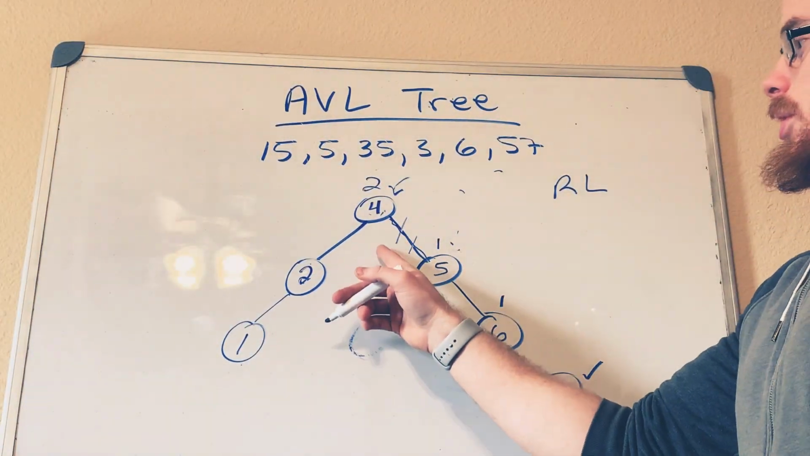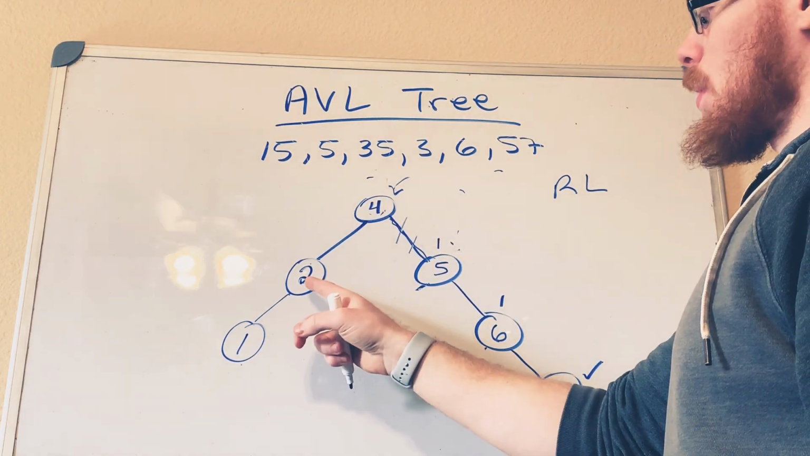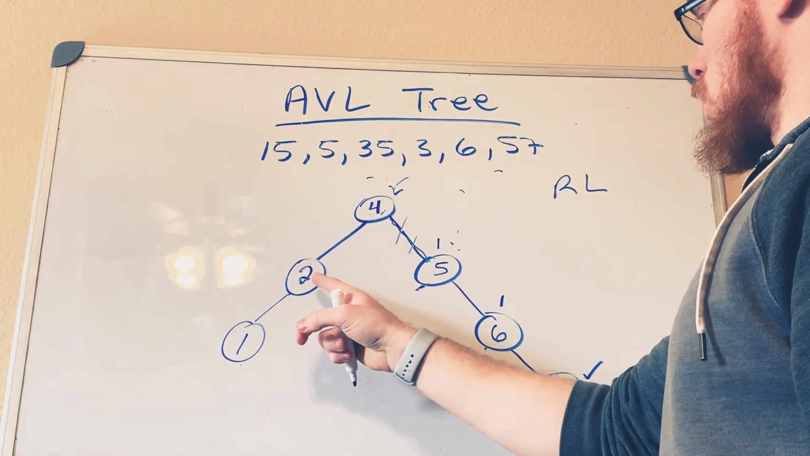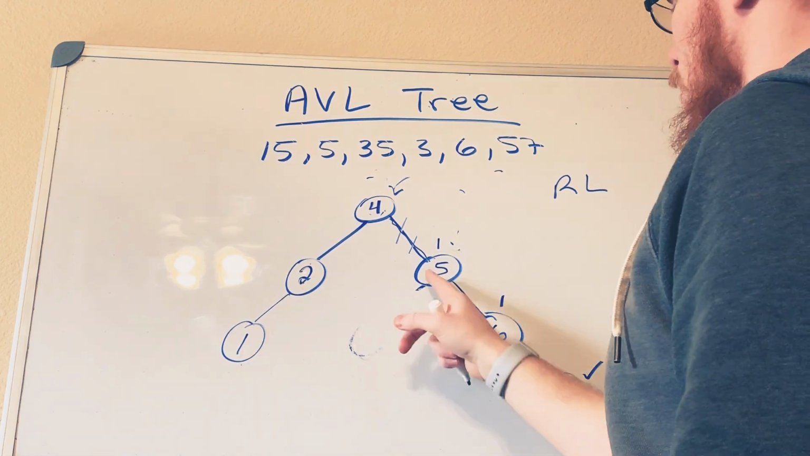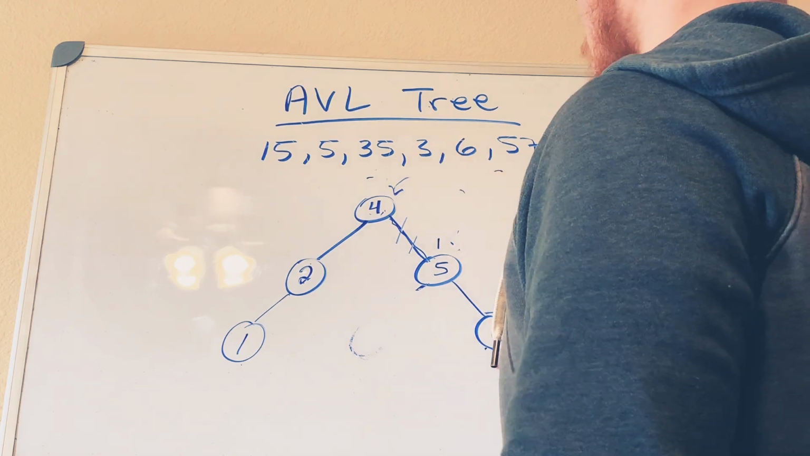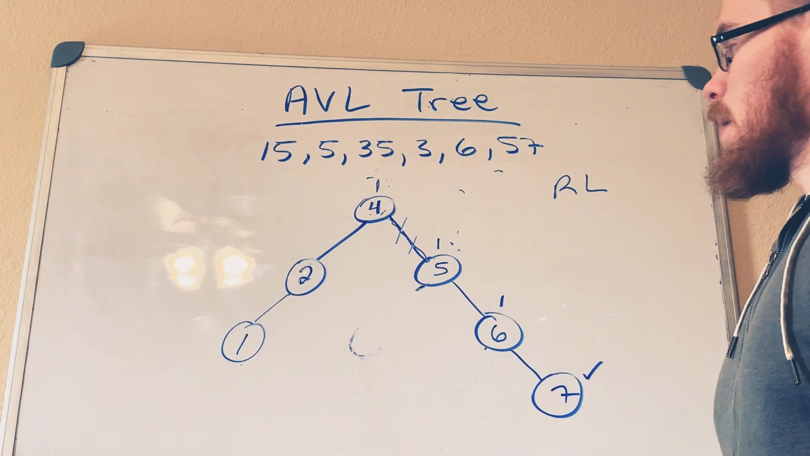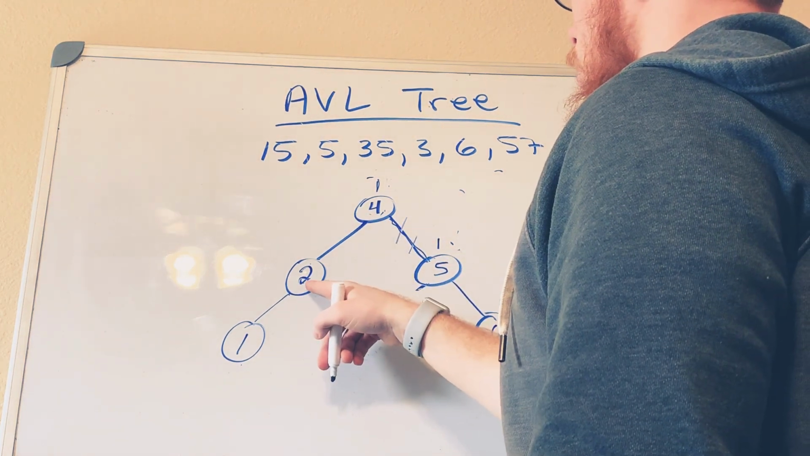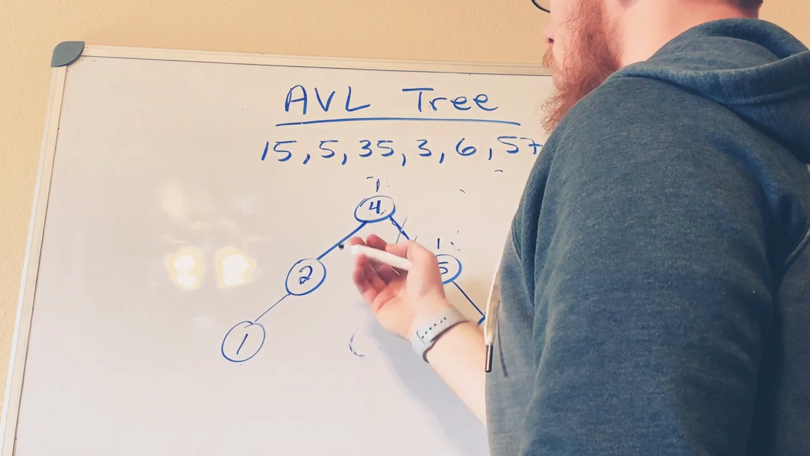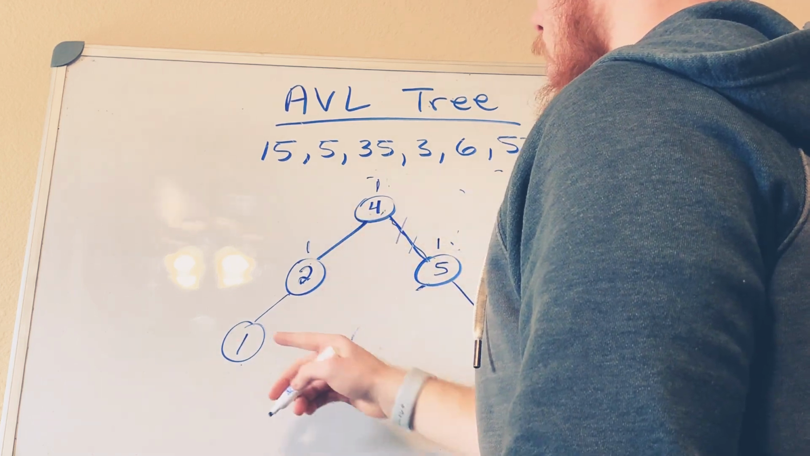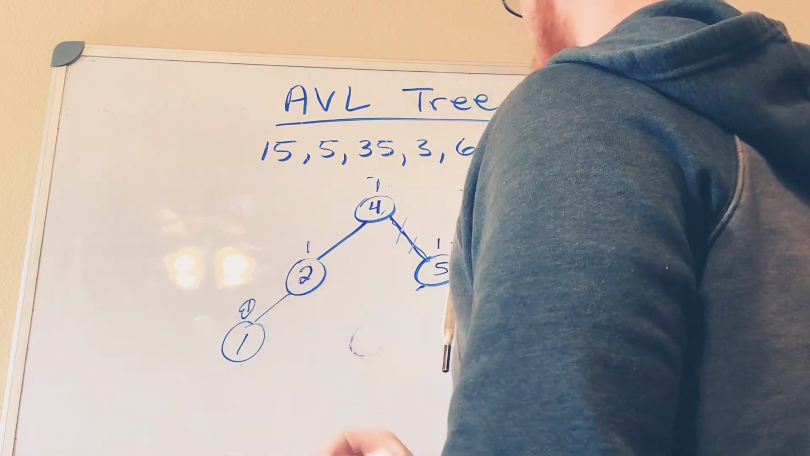Now, let's see what we have. Let's see what the balance is. What we're going to have here is 2 nodes on the left and 3 on the right. So 3 minus 2 is 1. Okay. And then this node, it has 1 on the left and 1 on the right. The difference between the two is 1. That's okay. This node, it doesn't have any children, so the balance is 0.